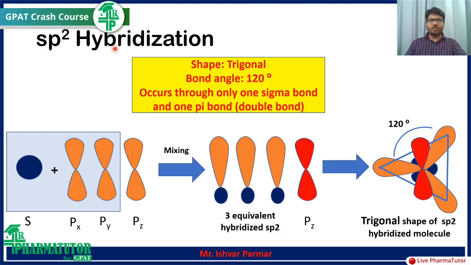Next is sp2 hybridization. In this hybridization you can see two p orbitals, px and py, that's why it's called sp2. Pz does not participate in the hybridization. So three equivalent sp2 hybridized orbitals form, and pz does not participate. By different orientation it forms a trigonal shape, and bond angle is 120 degrees. Always remember it has a sigma bond and a pi bond, meaning it forms a double bond.